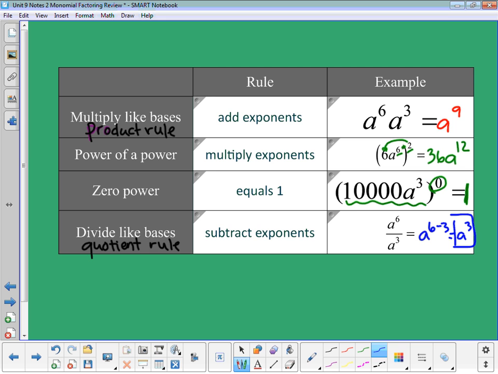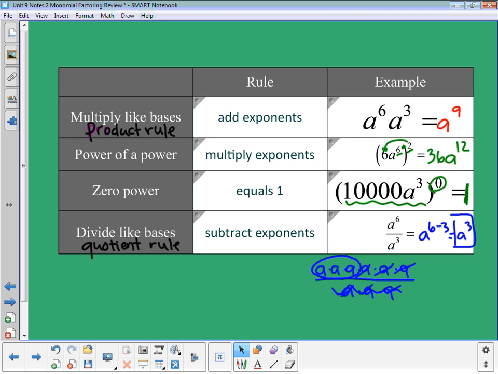Another way of looking at that is if you had 6 a's, 1, 2, 3, 4, 5, 6, and then I have 3 on the bottom. We all know that anything over itself is 1. So if I have a divided by a, that's 1. It cancels out. A divided by a again cancels out. A divided by a again cancels out. I've gotten rid of the whole denominator, and I'm left with just a to the 3rd on top.